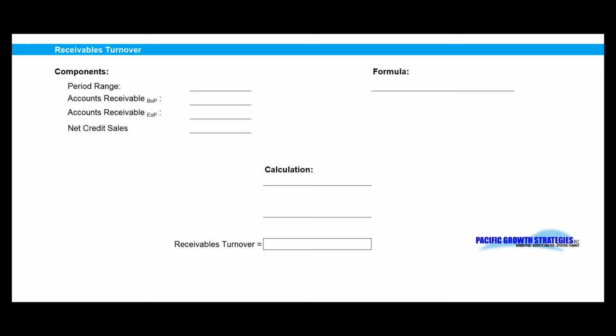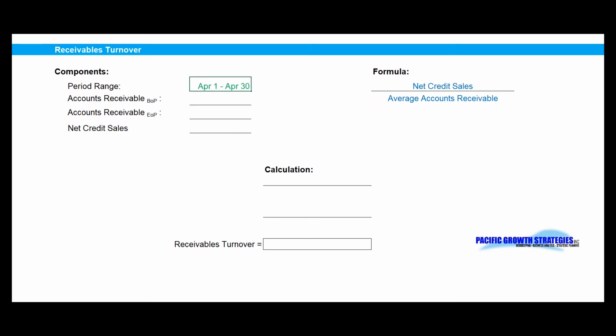Okay, so receivables turnover on the chalkboard. The formula, we're going to start with our net credit sales for the period and divide that by the average accounts receivable for the period. Again, we'll take net credit sales for the period and divide by the average accounts receivable in the period to get our receivables turnover. Now in this case, our period range will be April 1st through April 30th, so 1 month.